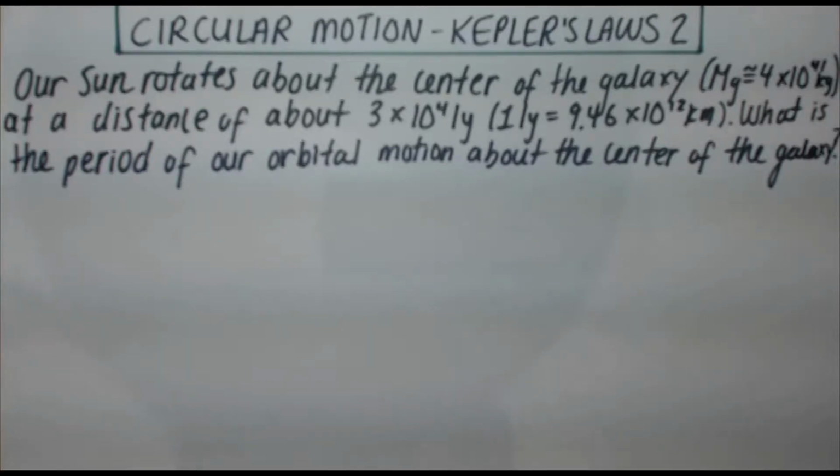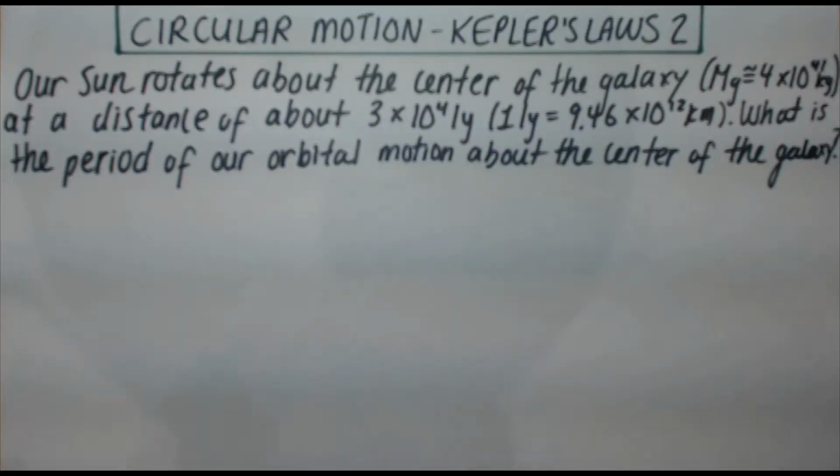Our sun rotates about the center of the galaxy, mass of which is about 4 times 10 to the 41 kilograms, at a distance of about 3 times 10 to the 4 light years, where 1 light year is 9.46 times 10 to the 12 kilometers. What is the period of our orbital motion about the center of the galaxy?